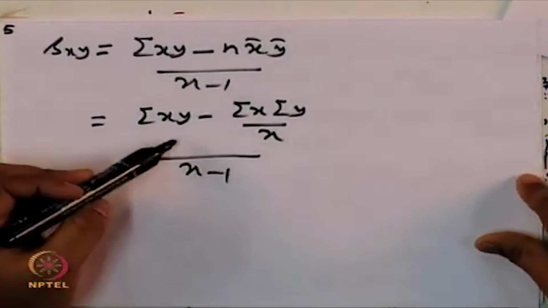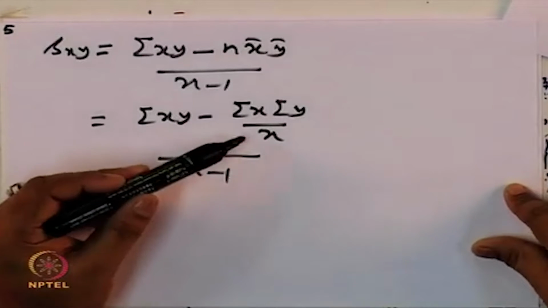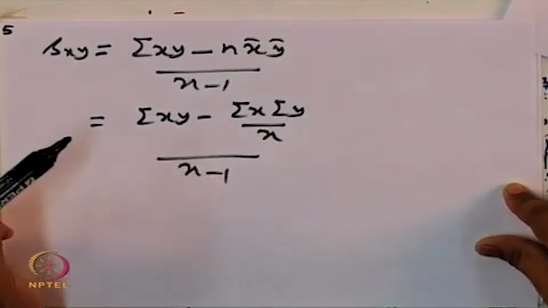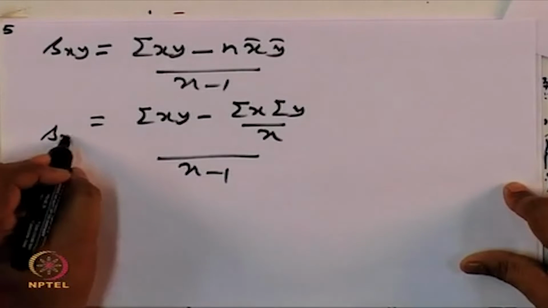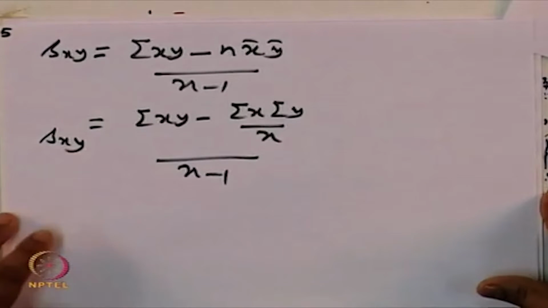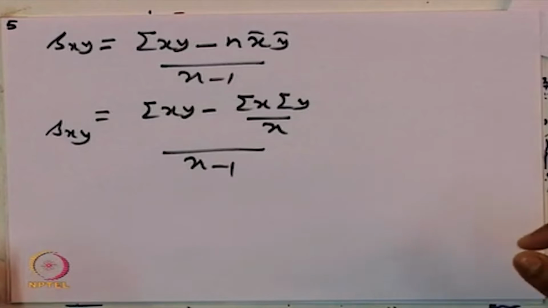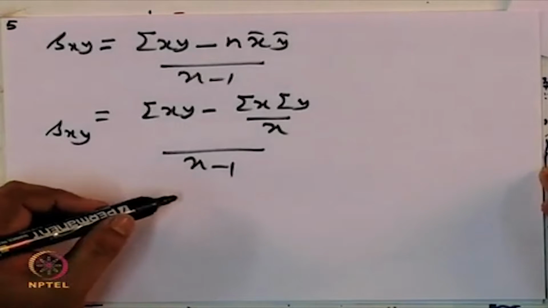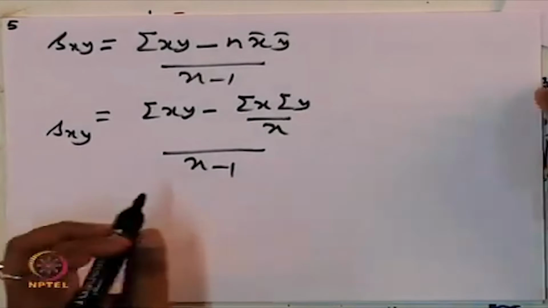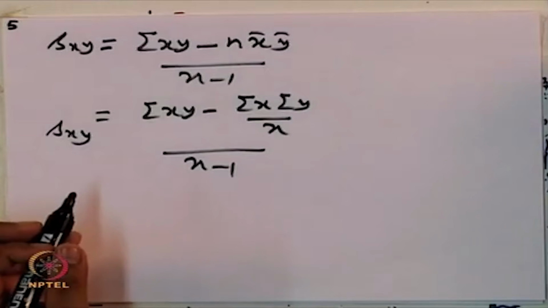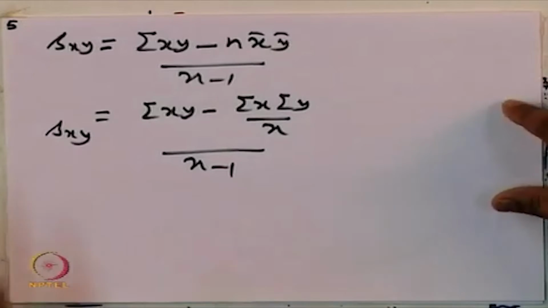Summation x y minus summation x summation y by n, whole divided by n minus 1. So, this is a simplified expression for calculating s x y. Of course, when you are doing these calculations in a laptop or in a program, then you can use the original formula to calculate the final expression, but when you are doing it by hand, then this is the easier way to calculate. So, let us take one sample example and work it out to find out what is the expression for s x y.